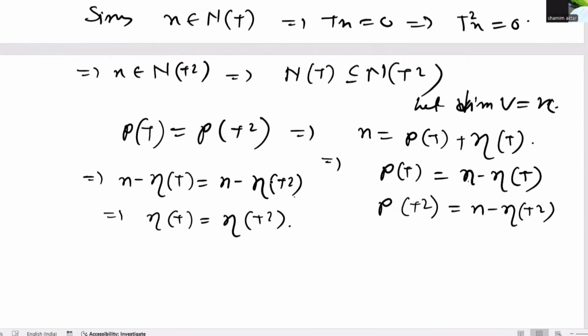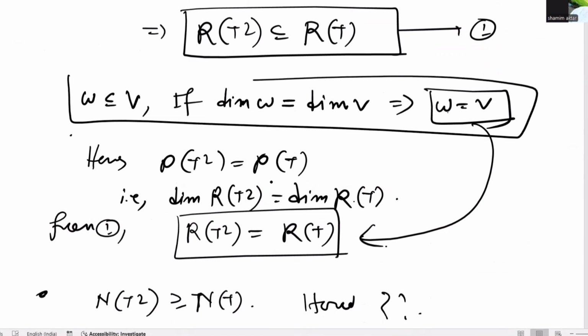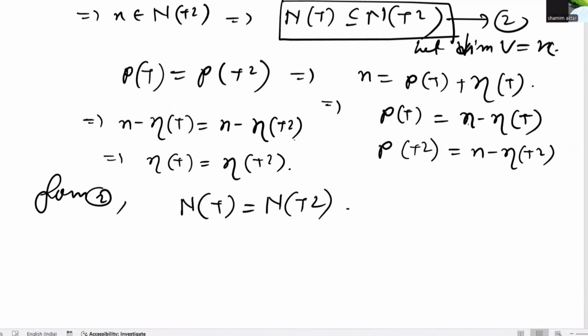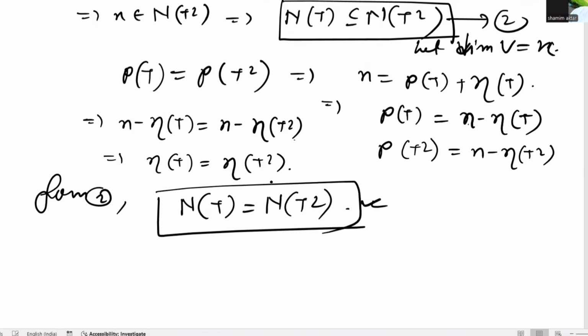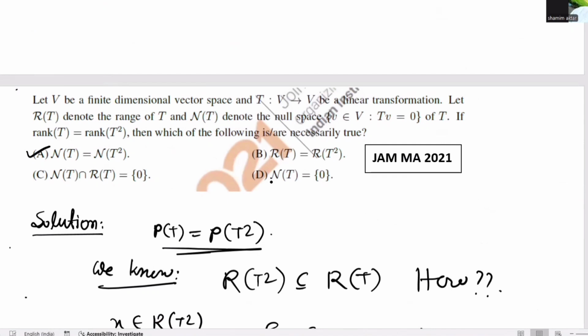So using this result, we have nullity of T equal to nullity of T square, and the null space of T equals the null space of T square, because nullity is the dimension of the null space. So option A is true and option B is also true.